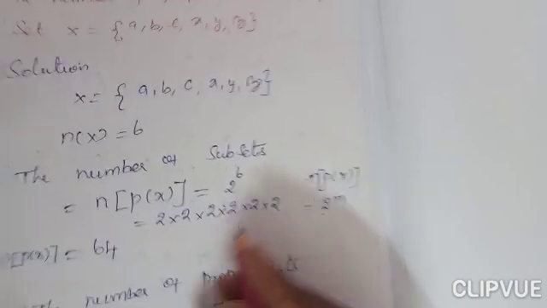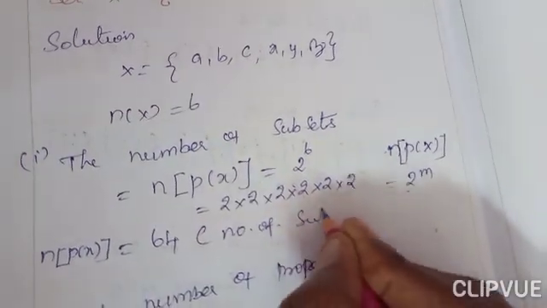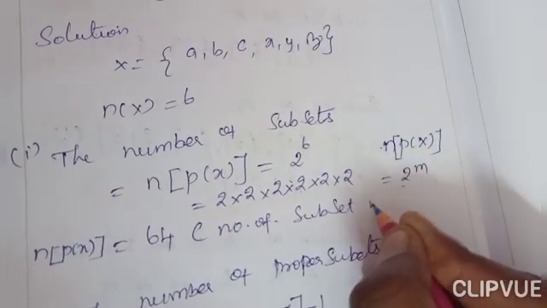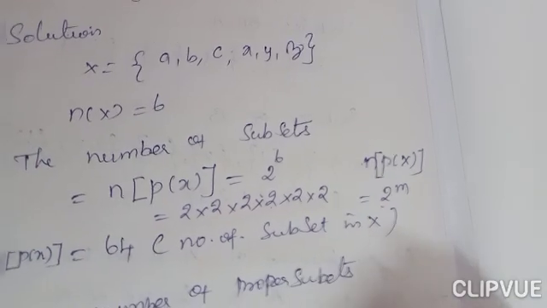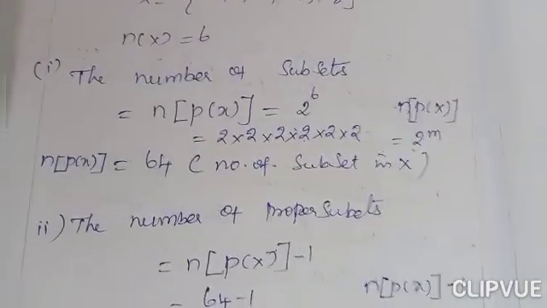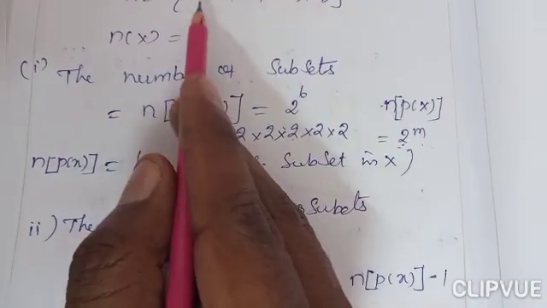This is the only meaning of this: the number of subsets in X. So always keep it in your mind. The number of subsets in a given set formula is 2 to the power m. m is nothing but the number of elements in the given set.